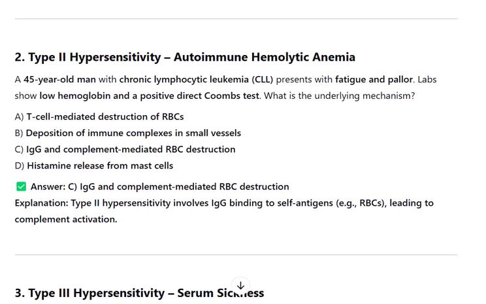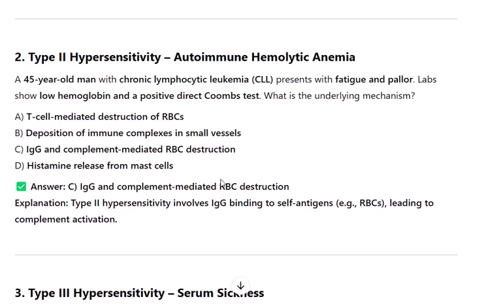2. Type 2 hypersensitivity, autoimmune hemolytic anemia. A 45-year-old man with chronic lymphocytic leukemia (CLL) presents with fatigue and pallor. Labs show low hemoglobin and a positive direct Coombs test. What is the underlying mechanism? A. T-cell-mediated destruction of RBCs. B. Deposition of immune complexes in small vessels. C. IgG and complement-mediated RBC destruction. D. Histamine release from mast cells. Answer: IgG and complement-mediated RBC destruction. Explanation: Type 2 hypersensitivity involves IgG binding to self-antigens, e.g. RBCs, leading to complement activation.